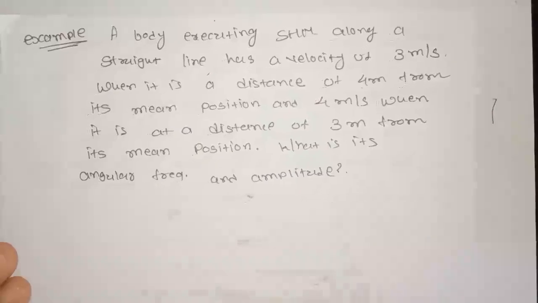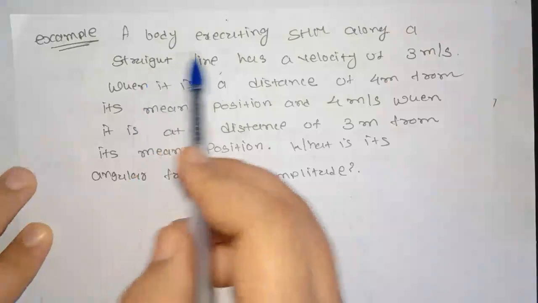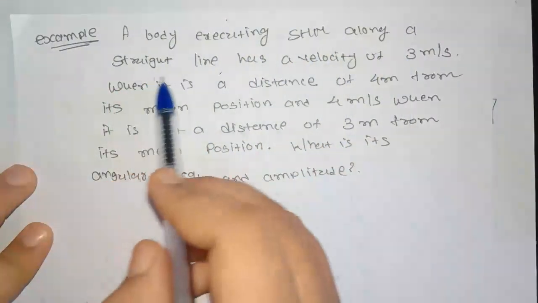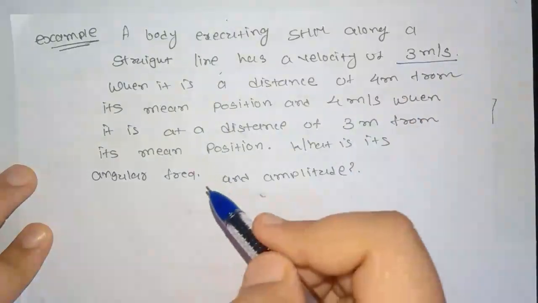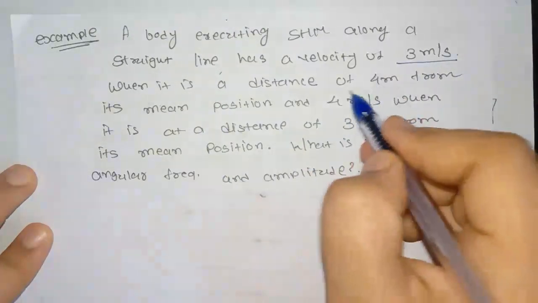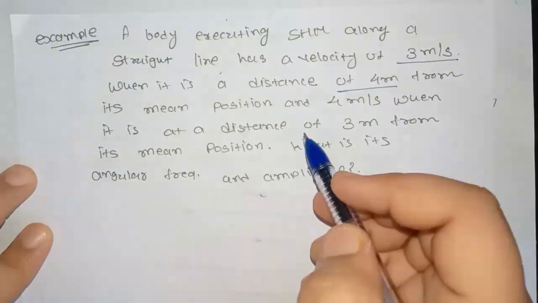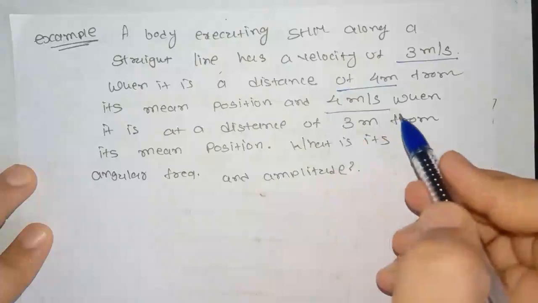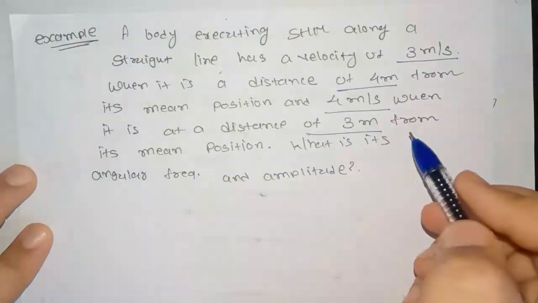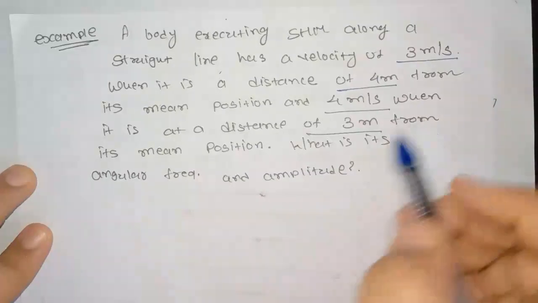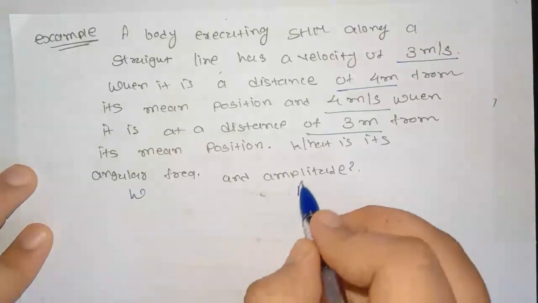In this example, a body executing SHM along a straight line has a velocity of 3 meter per second when it is at a distance of 4 meter from its mean position, and it has a velocity of 4 meter per second when it is at a distance of 3 meter from its mean position. We want to find its angular frequency, that is omega, and its amplitude a.